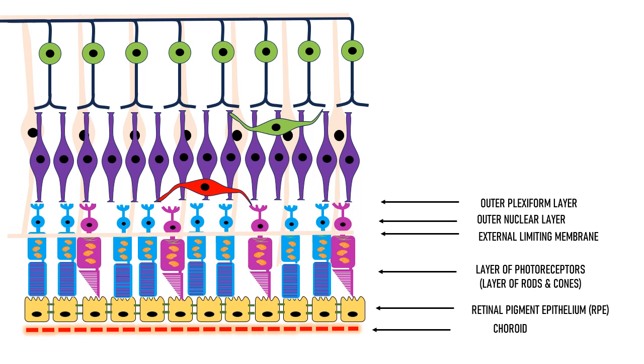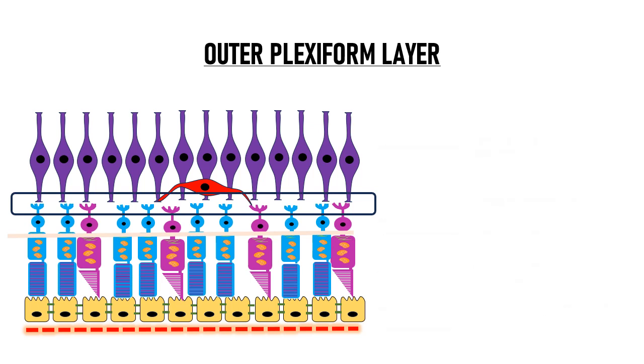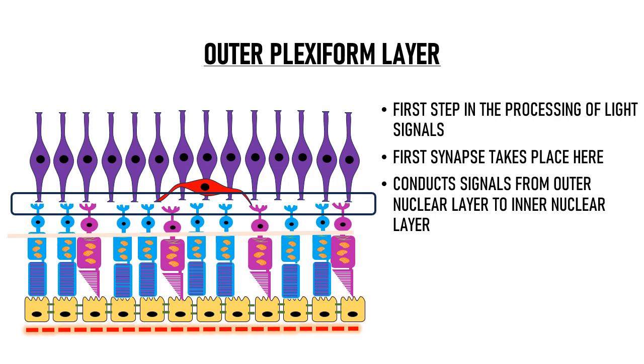So the fifth layer of retina is the outer plexiform layer. The outer plexiform layer contains the synapses of the rod and cone photoreceptors with the dendrites of the cells that are present in the layer above it. Those cells are the bipolar cells and a few horizontal cells, which are present in the inner nuclear layer. Thus, outer plexiform layer is the first step in the processing of light signals because this is where the first synapse is taking place. So because of the presence of these synapses, this layer conducts signals from the outer nuclear layer to the inner nuclear layer.